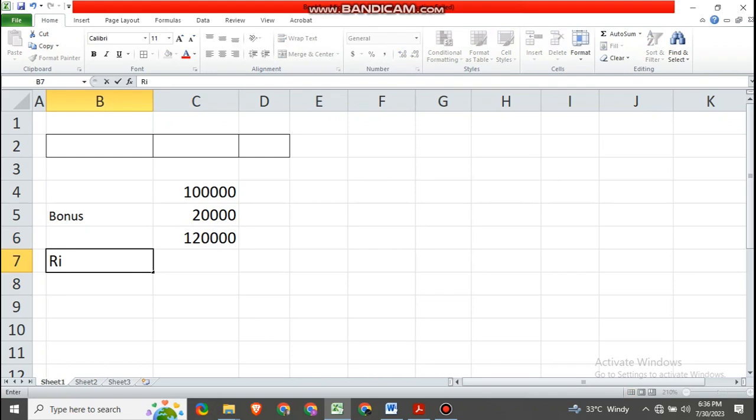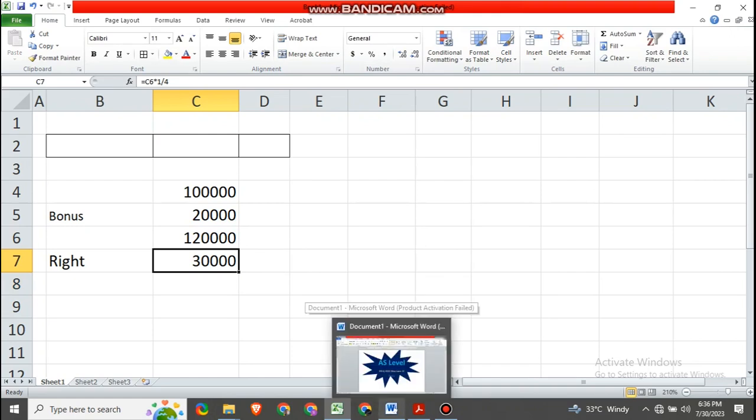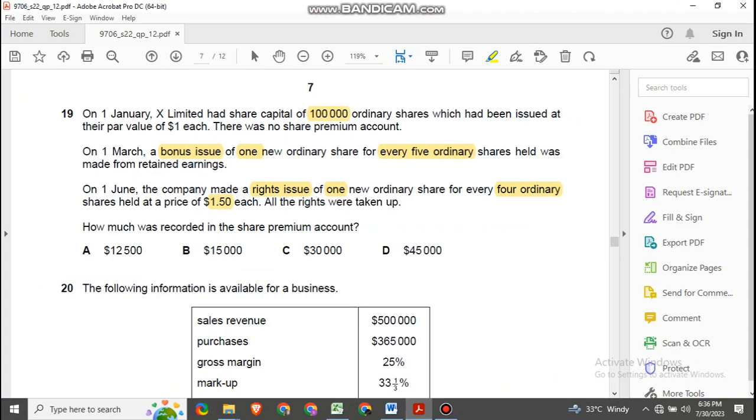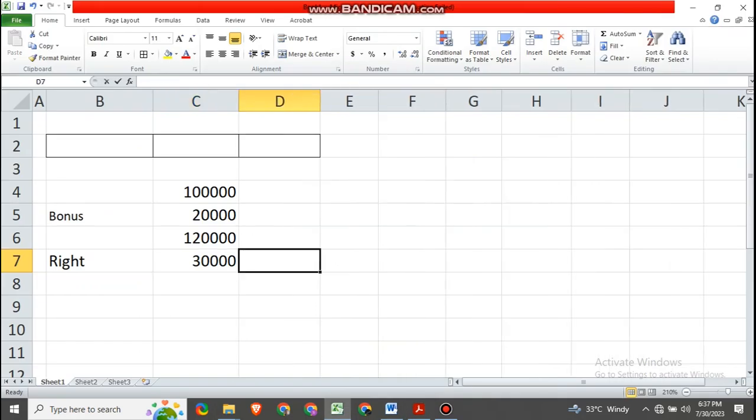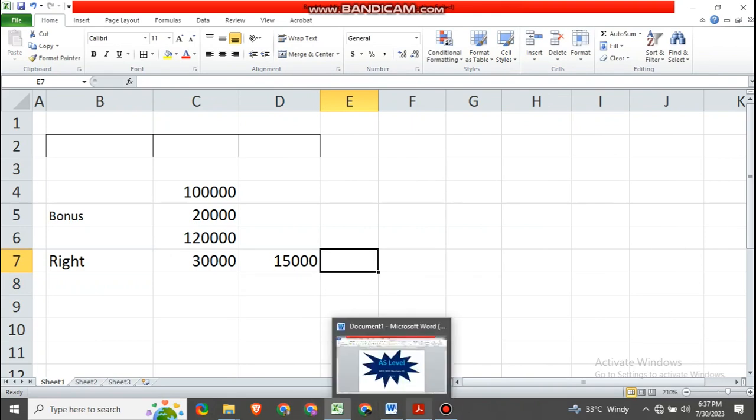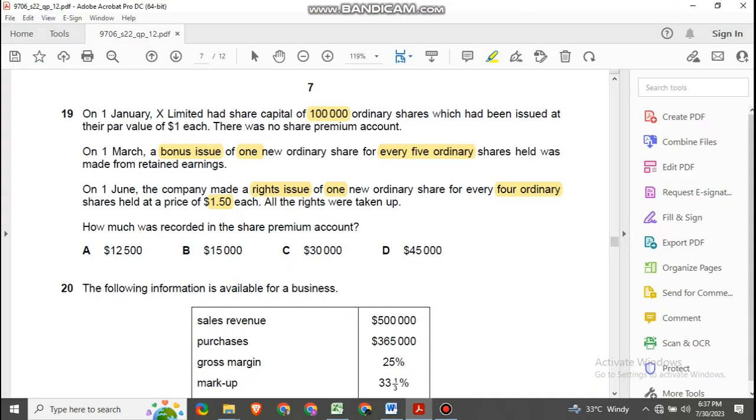Then we have the rights shares. Rights shares equal 1 share for every 4 already held, so 30,000 rights shares. It says 1 new ordinary share for every 4 held at a price of 1.50. We just need to calculate the share premium amount, and the premium amount is 0.50. So we multiply 30,000 by 0.50, and 15,000 is the amount of the premium. So this is your answer, 15,000.